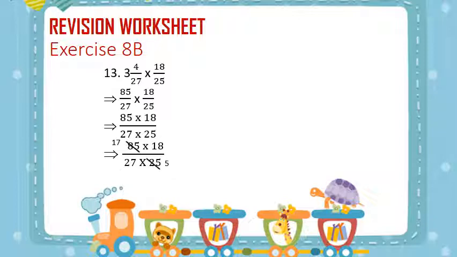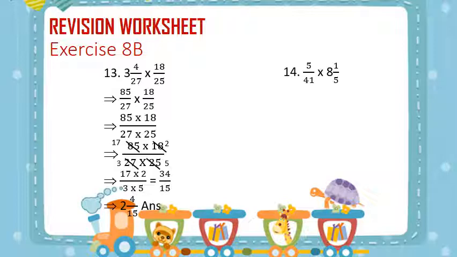Let us see. We will divide 85 in the numerator and 25 in the denominator by common number 5. So 85 divided by 5 is equal to 17 and 25 divided by 5 is equal to 5. And 18 and 27. So we will divide 18 and 27 by common number 9. 18 divided by 9 is equal to 2 and 27 divided by 9 is equal to 3. So now what is left? 17 multiplied by 2 upon 3 multiplied by 5. That is 34 upon 15, which is equal to 2 4 by 15.